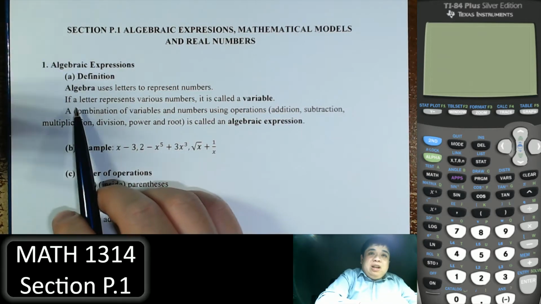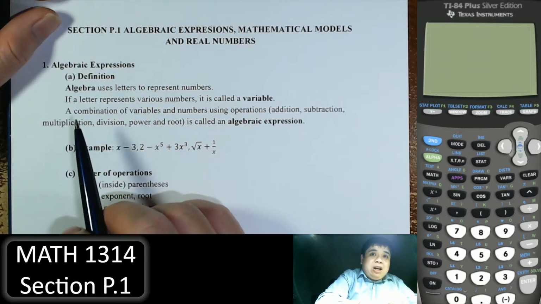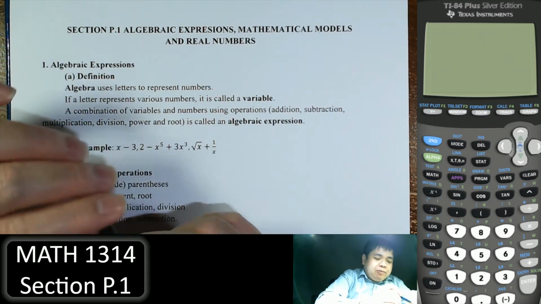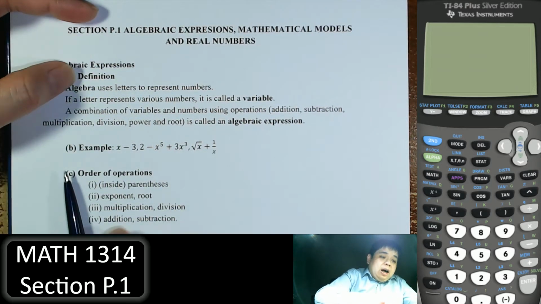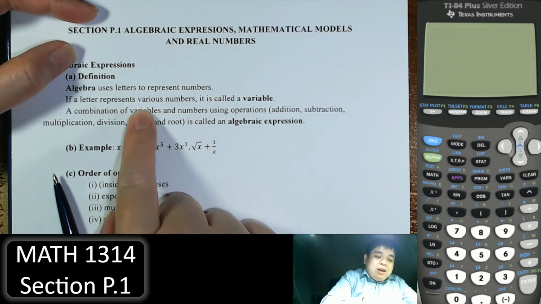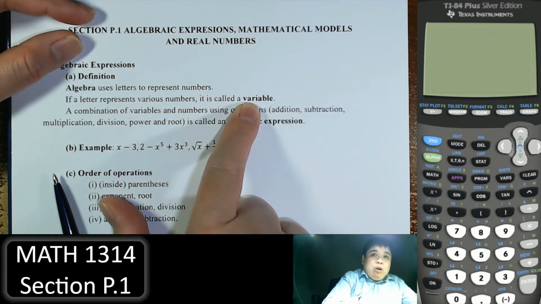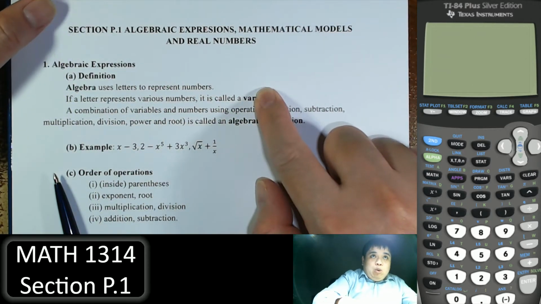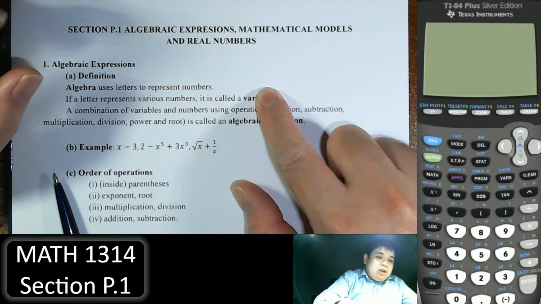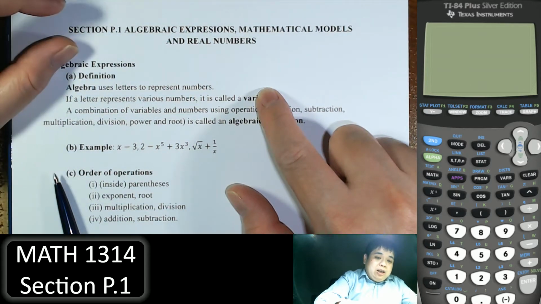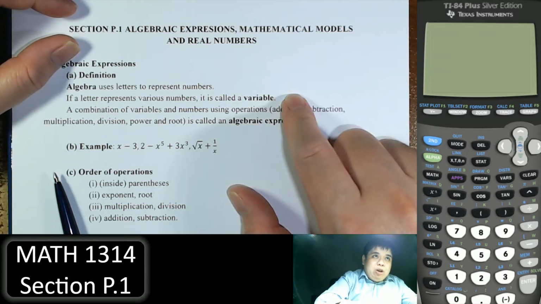So algebra meaning we use a letter to represent numbers, loosely speaking. If a letter represents a various number, it is called a variable, meaning it will take various values, so that values can change. Therefore, it is called variable.